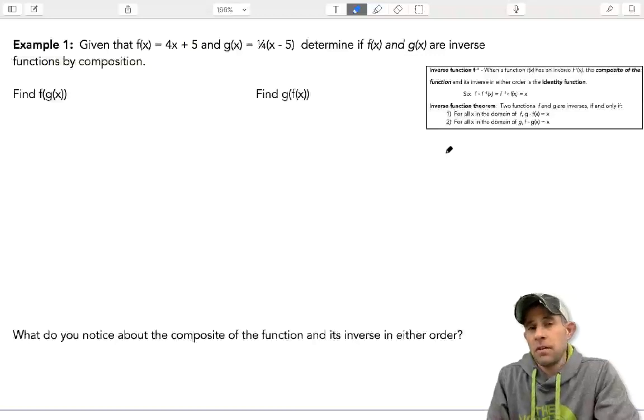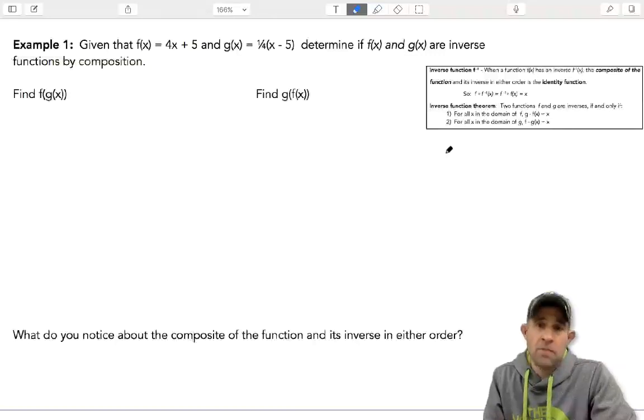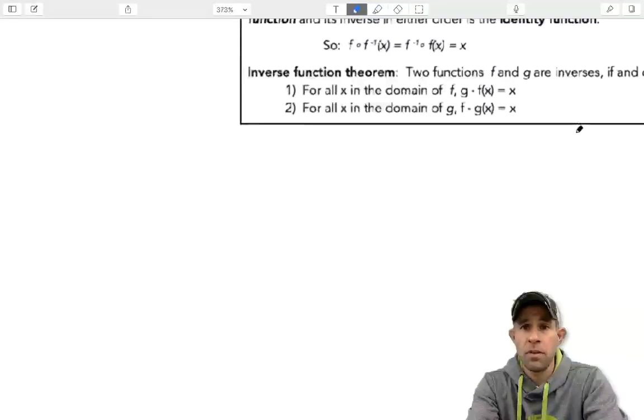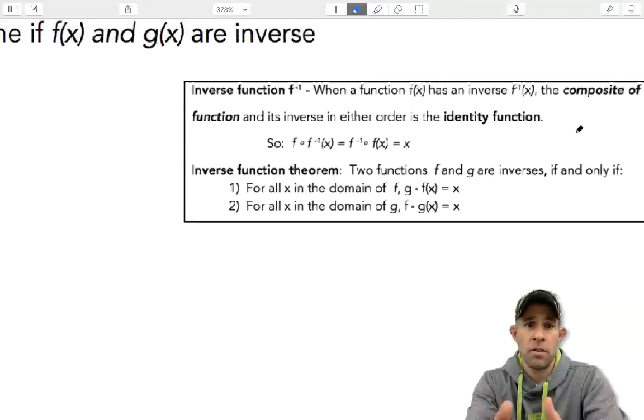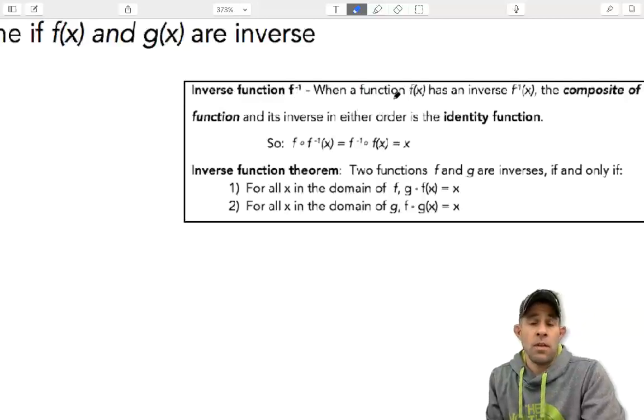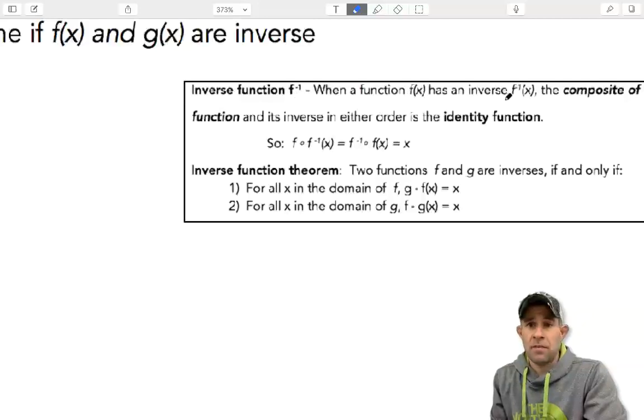So far in this unit, we've taken a look at composite functions and inverse relations. Today we're going to combine both of those. When we combine them, we're going to come up with this inverse function theorem. It simply states that f to the negative 1 is the inverse function. When the function f of x has an inverse, then the composite function of f and its inverse in either order is the identity function, which is the function y equals x.